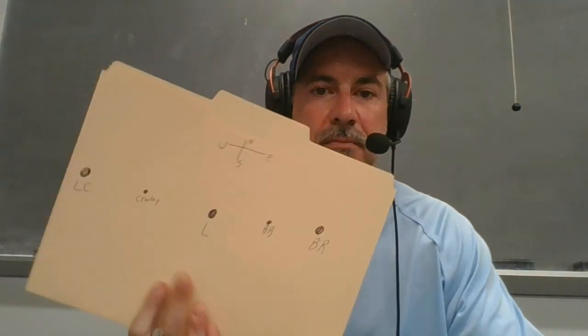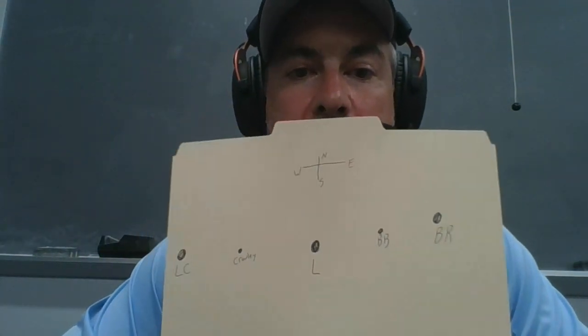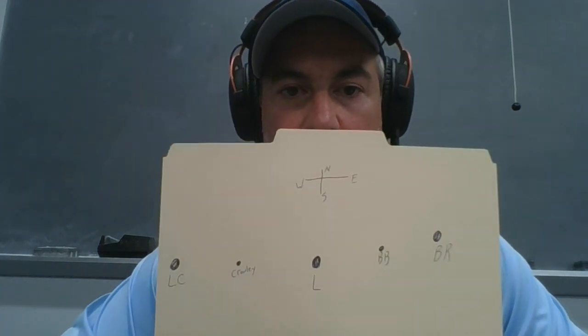Before we talk, I gotta add one more in there. Of course, I gotta add Crowley. And I'm gonna add Breaux Bridge. I know it's not to scale. Nothing I ever do is to scale. So look what we got. North, south, east, west.